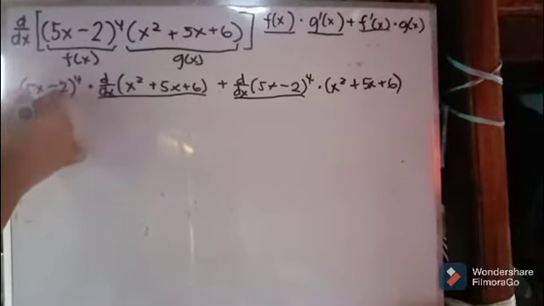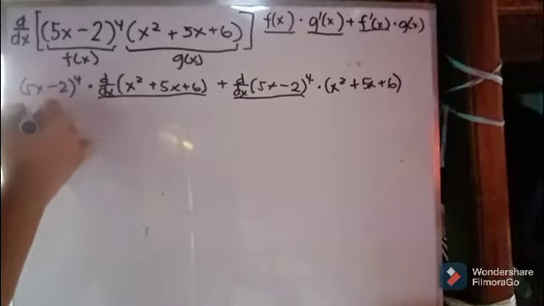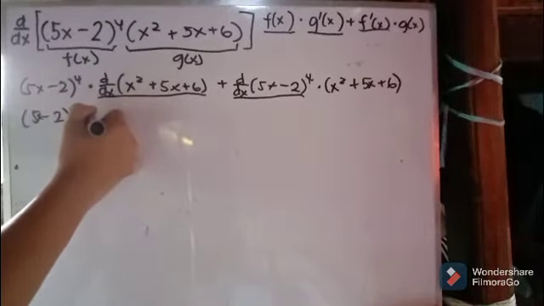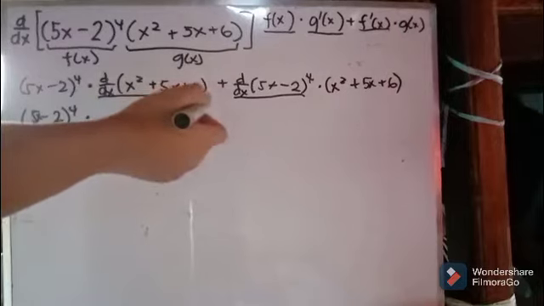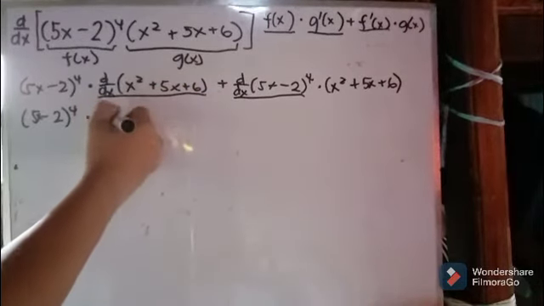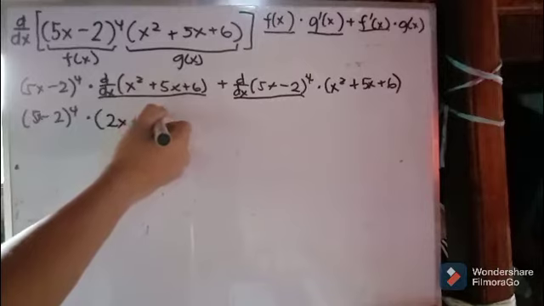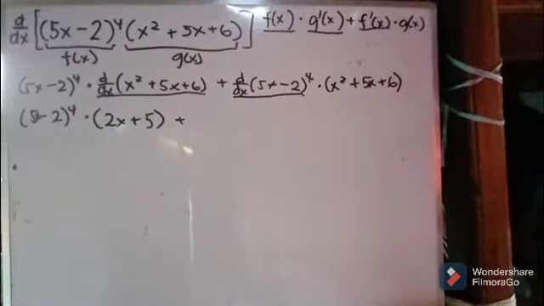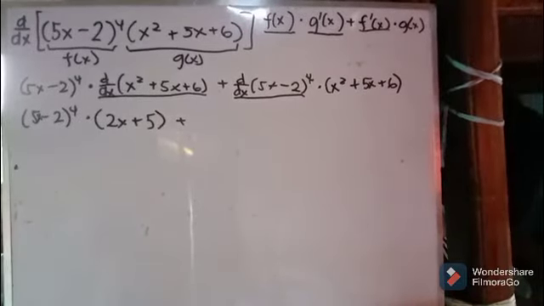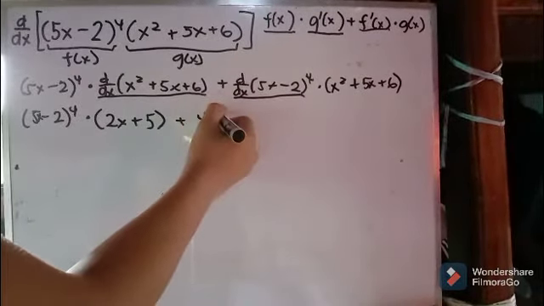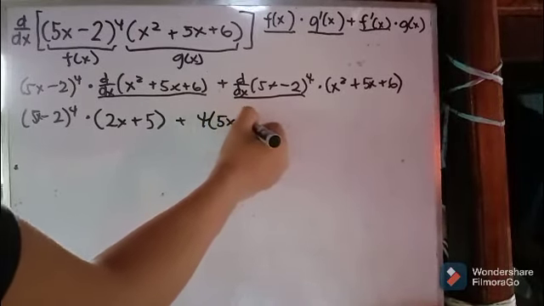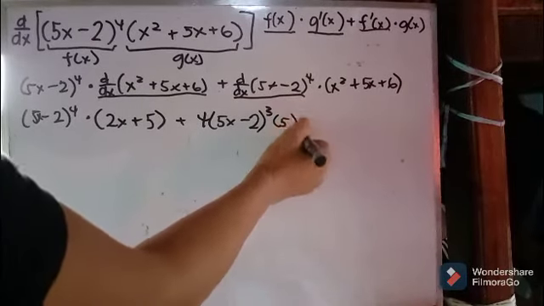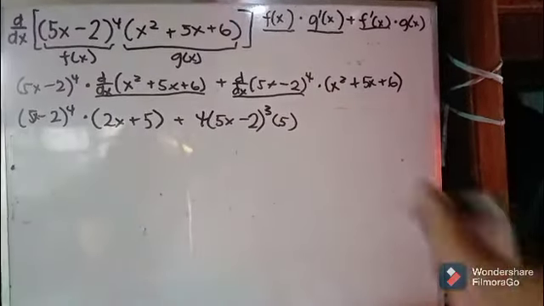So copy the non-derivatives, (5x minus 2) quantity raised to 4. Multiply the derivatives of x squared plus 5x plus 6, so it will be 2x plus 5. Then plus the derivatives of (5x minus 2) quantity raised to 4. Using the chain rule, it will be 4 multiplied by (5x minus 2) raised to 3 multiplied by 5. And copy the last term.